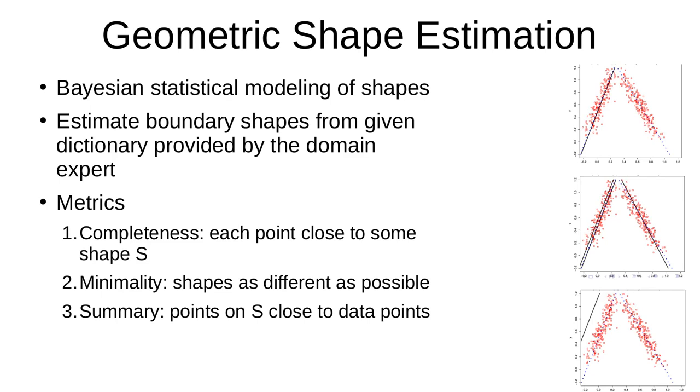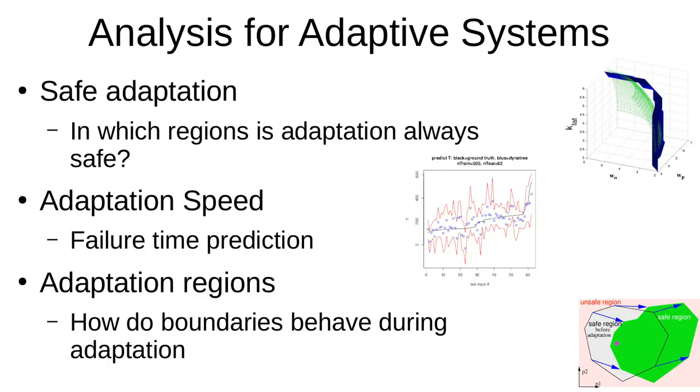But now everybody will say, how are you dealing with adaptive systems? So this framework can be used for the analysis of adaptive systems, and it allows us to make analysis to address the following questions. One is safe adaptation. In which regions of the state space is the adaptation always safe?